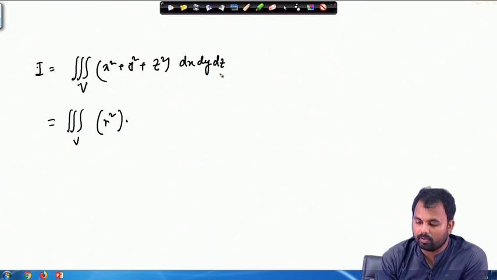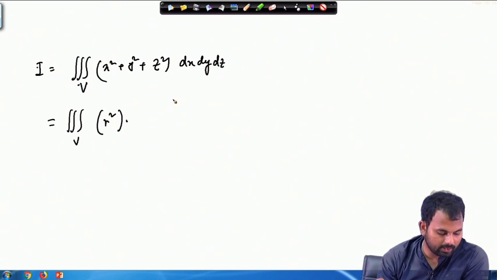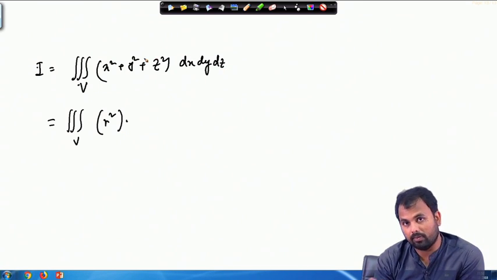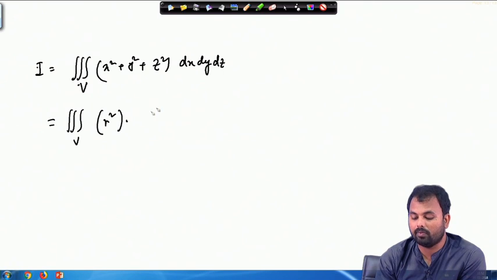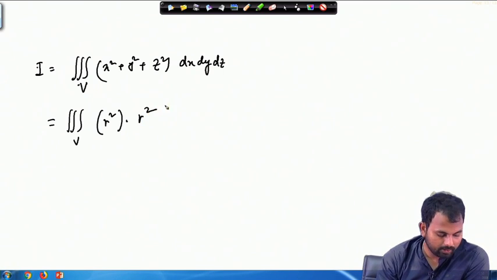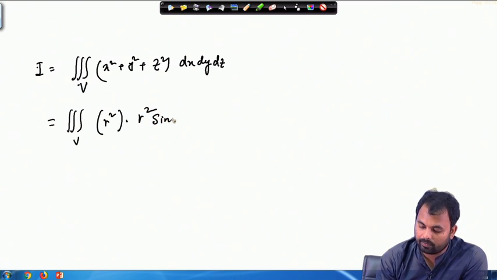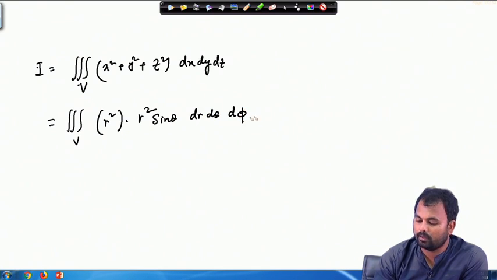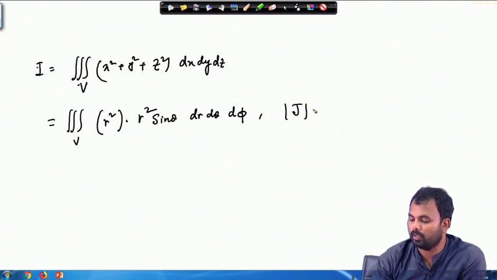And if I transform dx, dy, dz into another variable involving r, theta and phi, then this will be r square sin theta dr d theta d phi. So, our Jacobian determinant is basically r square sin theta.